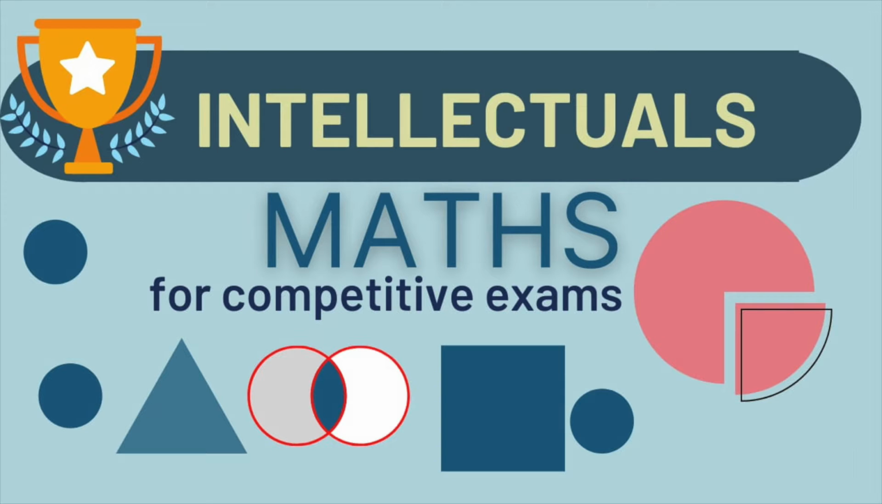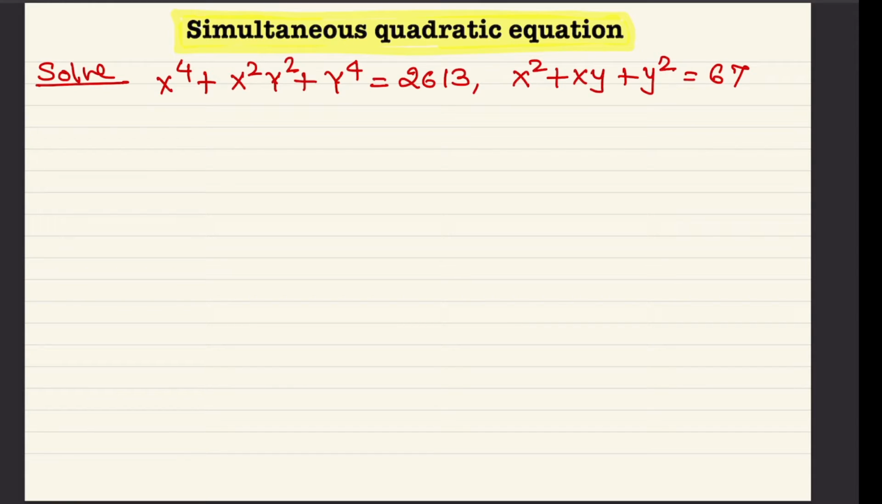Welcome to Intellectual. In this video tutorial, we'll try to solve this equation: x power 4 plus x square y square plus y power 4 equal to 2613. Another equation: x square plus xy plus y square equal to 67.